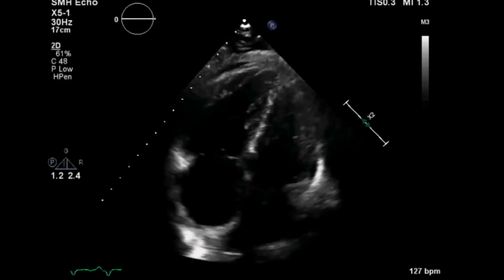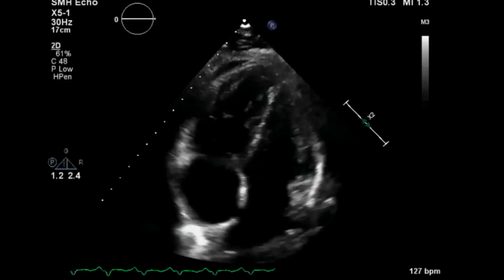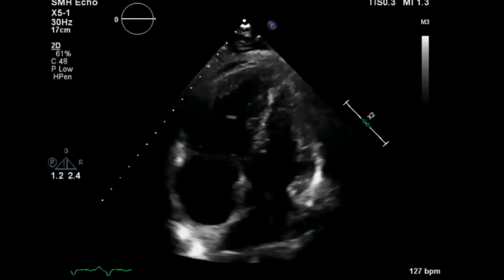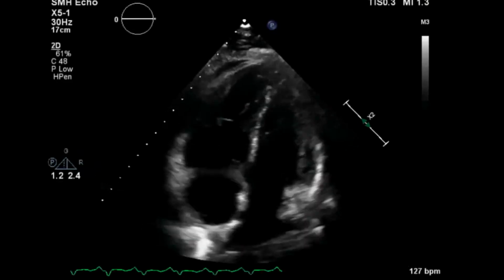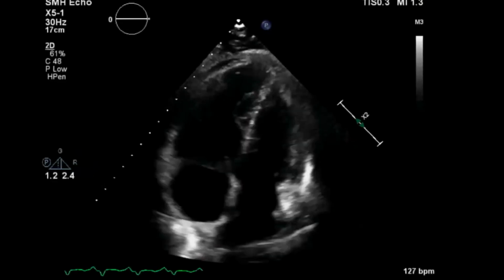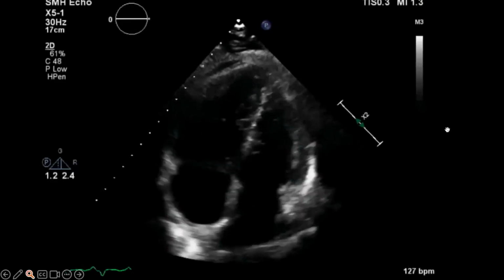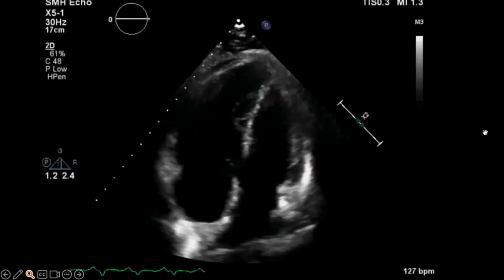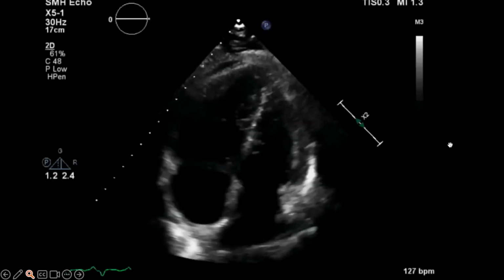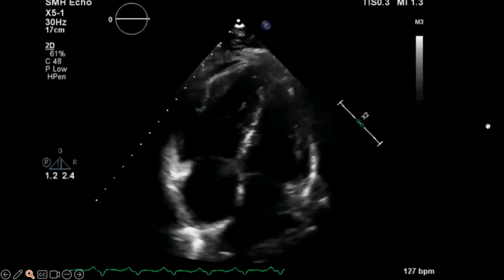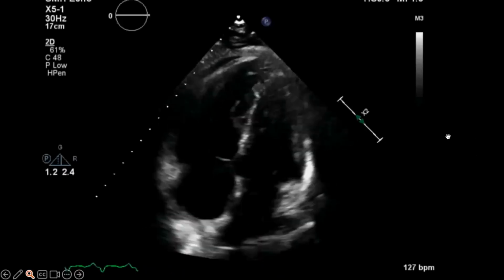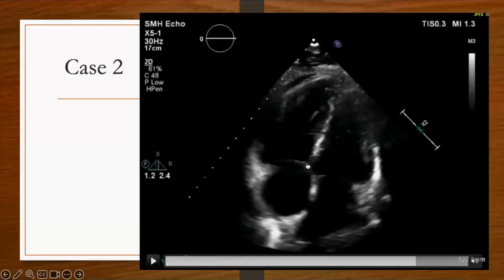This was interesting because the echo report says, for clinical correlation, this could be suggestive of pulmonary embolism. I mentioned this case because the patient did not actually have a PE, and I believe they had pre-existing pulmonary hypertension.